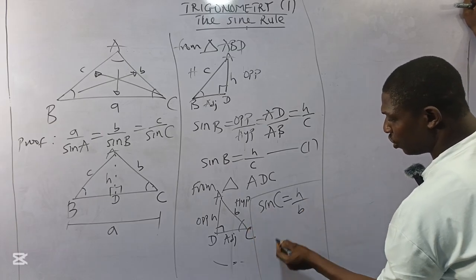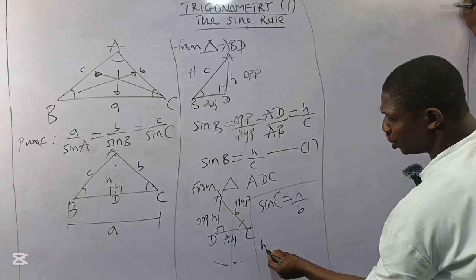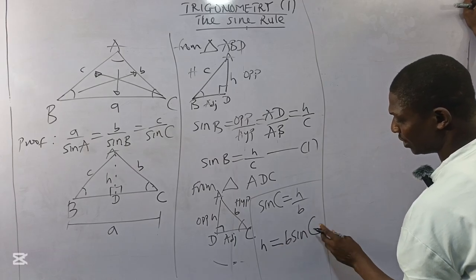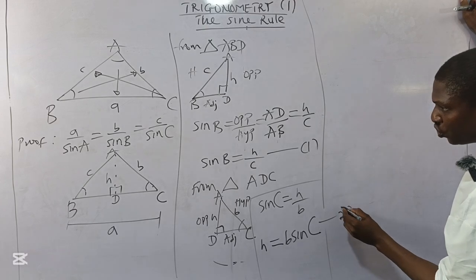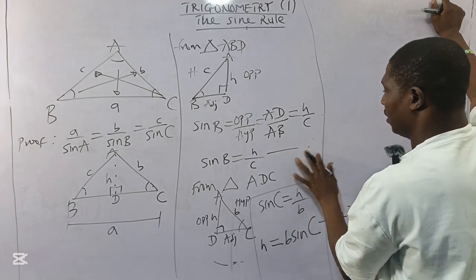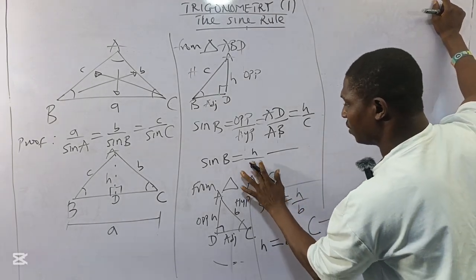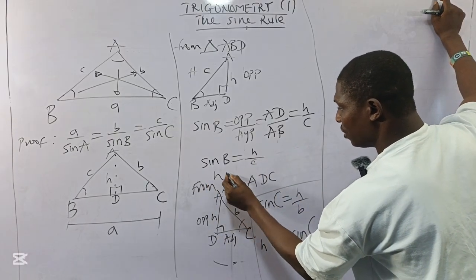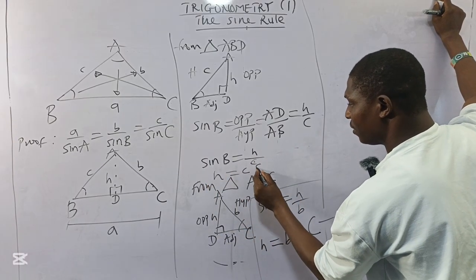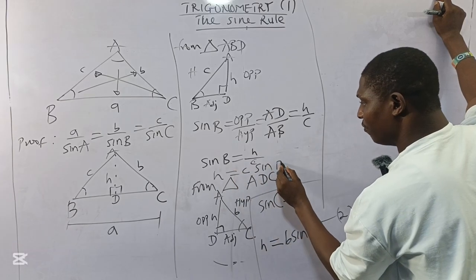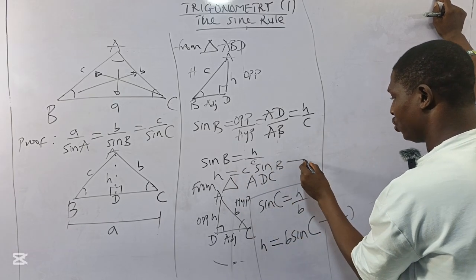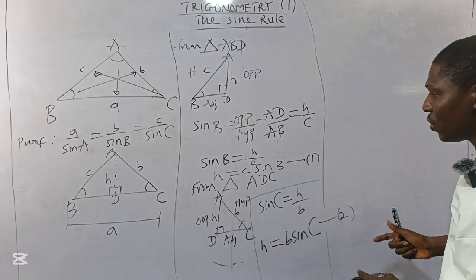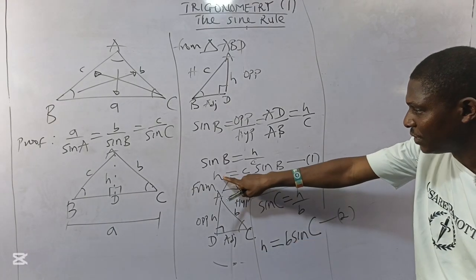And if I cross multiply, I will have h equals b sine capital letter C. This is called my equation 2. Let me do here further, please. From equation 1, multiplying by c, I'll have h equals c sine capital letter B. So from equation 1 and 2, you can see that this h, this h.